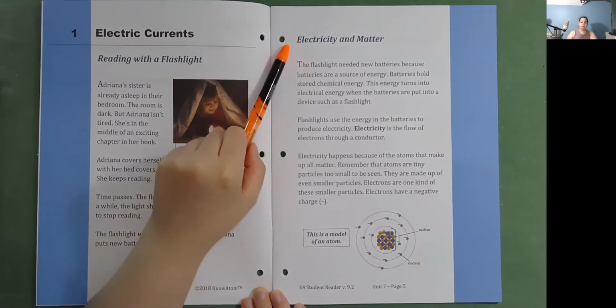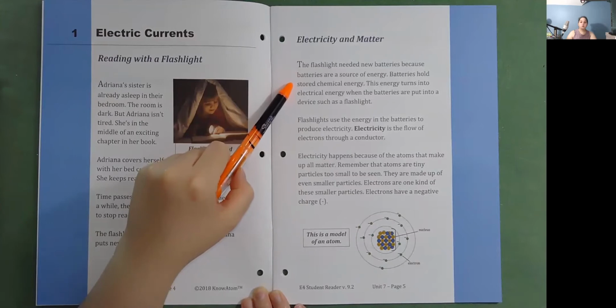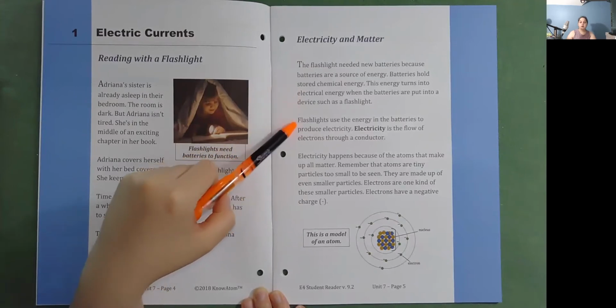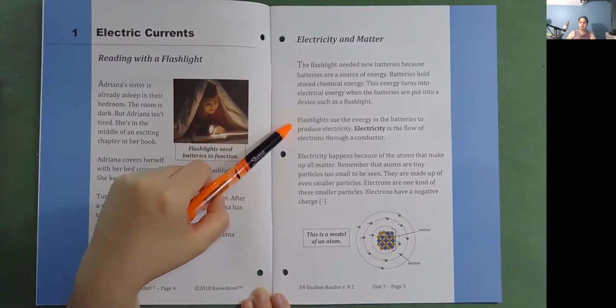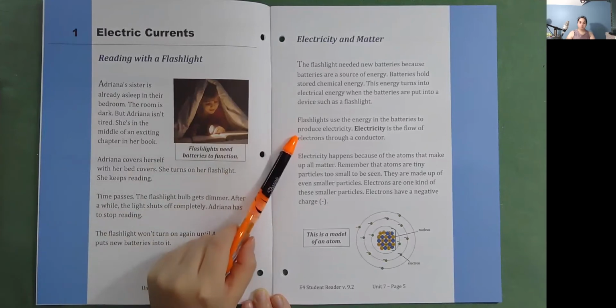Electricity and matter. The flashlight needed new batteries because batteries are a source of energy. Batteries hold stored chemical energy. This energy turns into electrical energy when the batteries are put into a device such as a flashlight. Flashlights use the energy in the batteries to produce electricity. Electricity is the flow of electrons through a conductor.